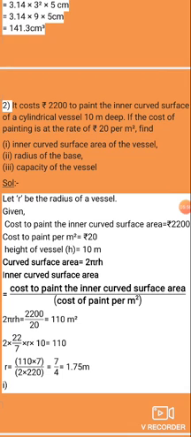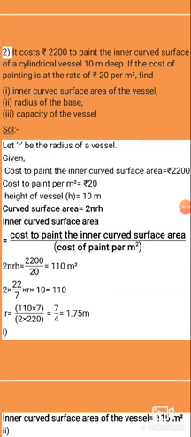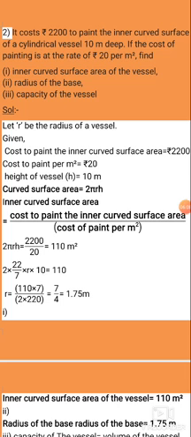Now what is the first question? First, the inner curved surface area is equal to what? You need to find out the inner curved surface area. So the inner curved surface area of the vessel is equal to 2 pi r h, that is 110. Second question, the radius. So the radius is equal to 1.75 meter.